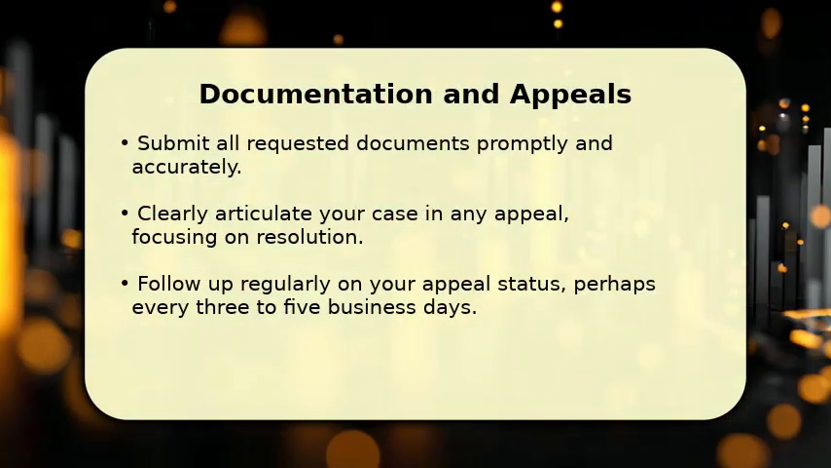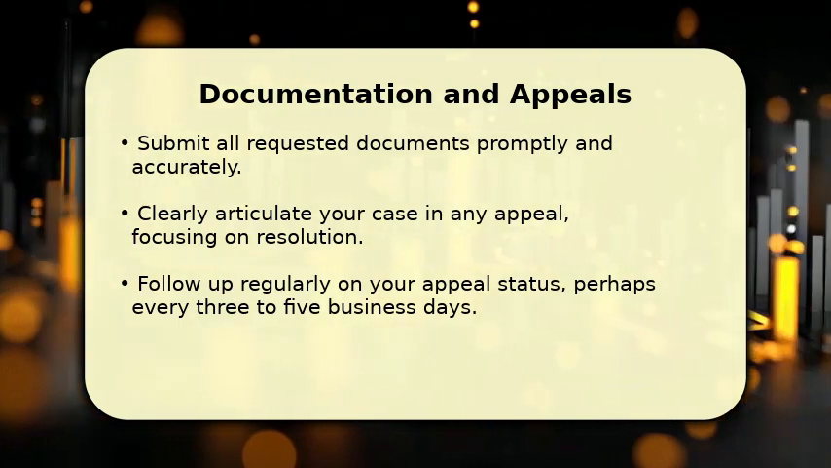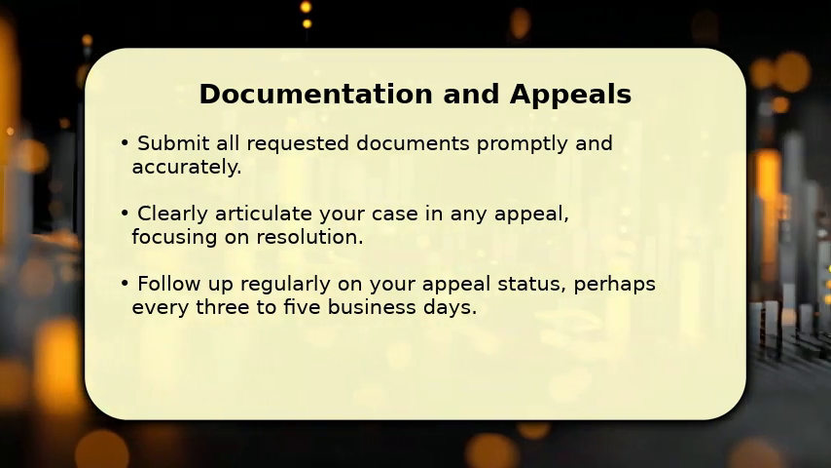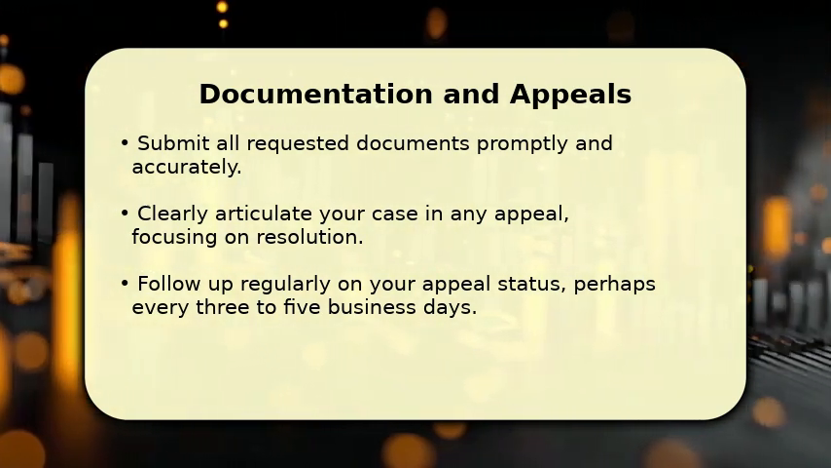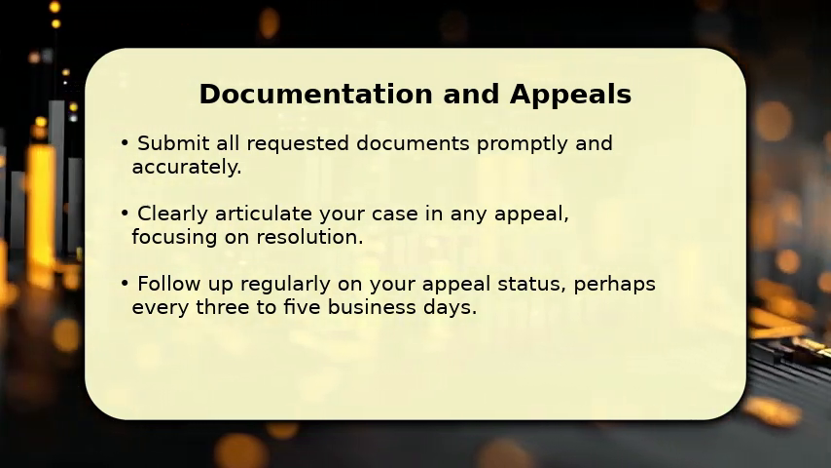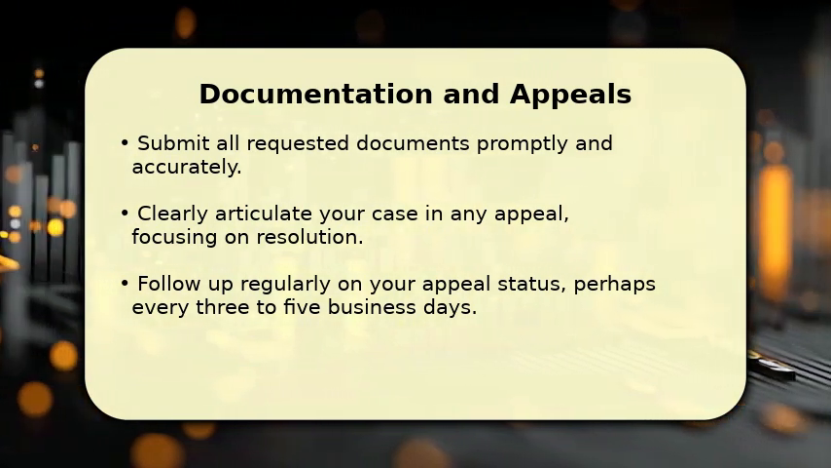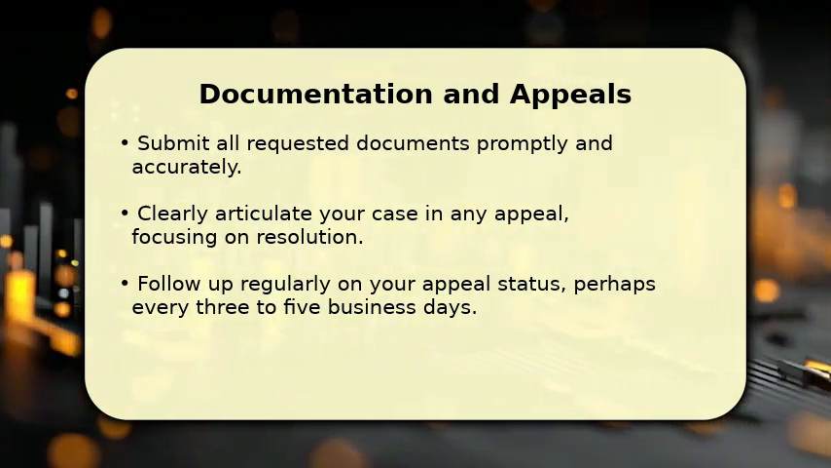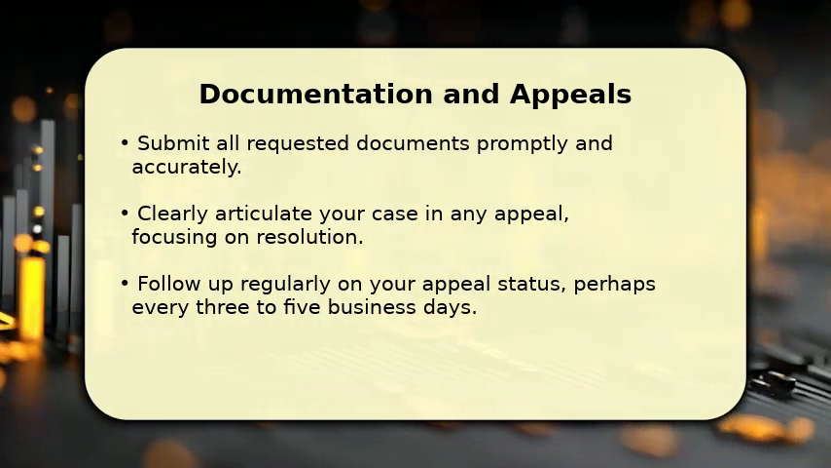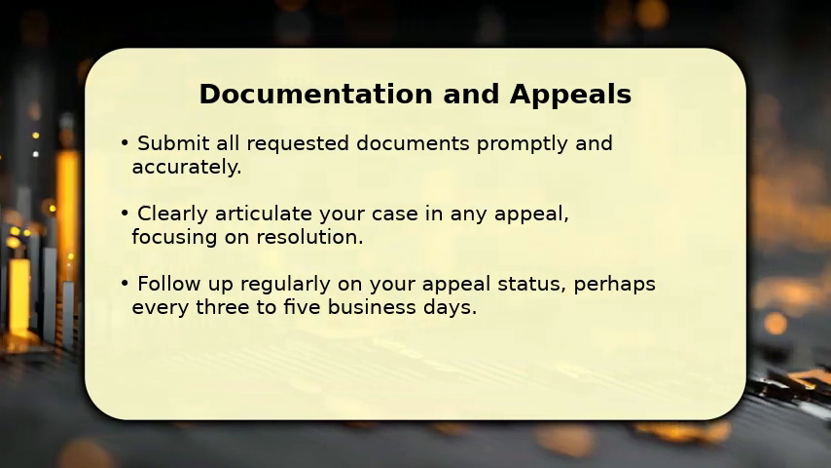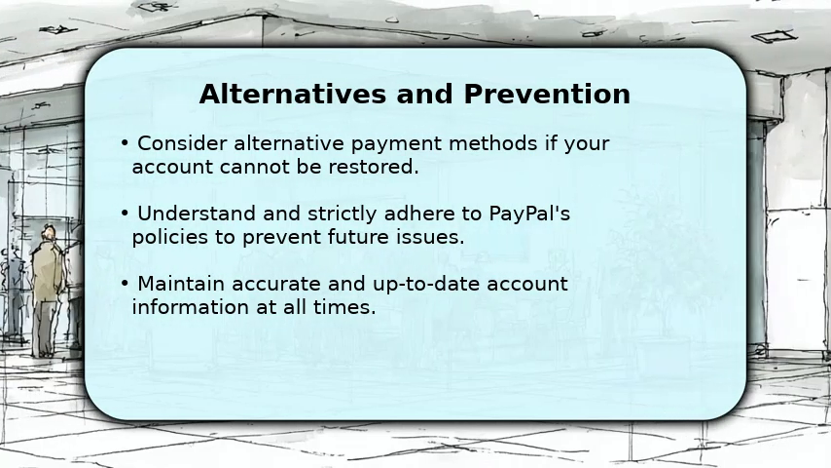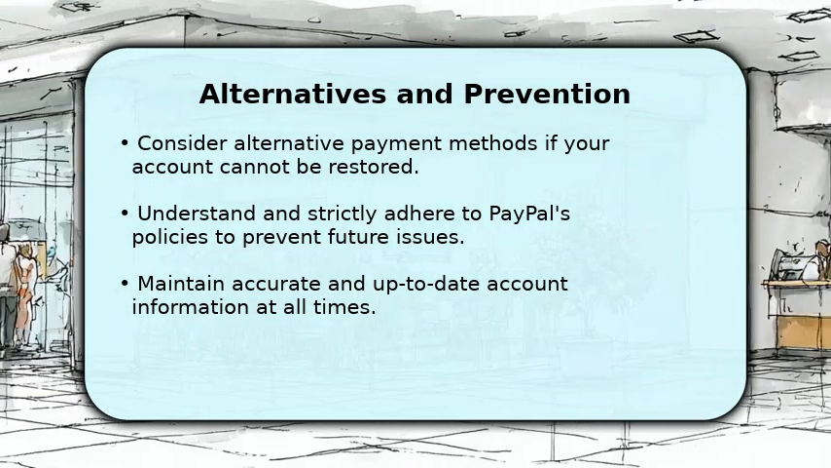When requested, promptly submit all documentation. This might include government-issued identification, utility bills, or invoices. Clearly articulate your situation in any appeal, focusing on how you believe the issue can be resolved or why the ban is unwarranted. Follow up consistently, perhaps every 3 to 5 business days, to check the status of your appeal and demonstrate your commitment to resolving the matter. Timely responses are vital. If after all efforts, your account remains permanently banned, consider alternative payment platforms.